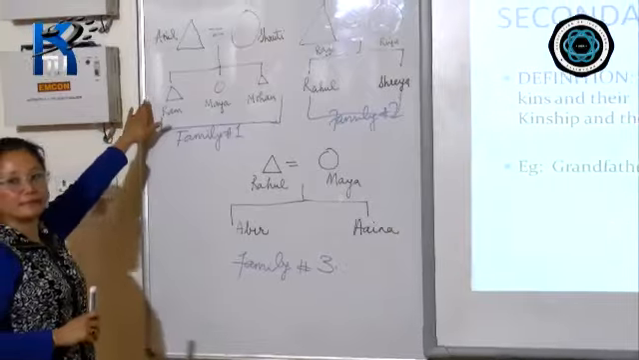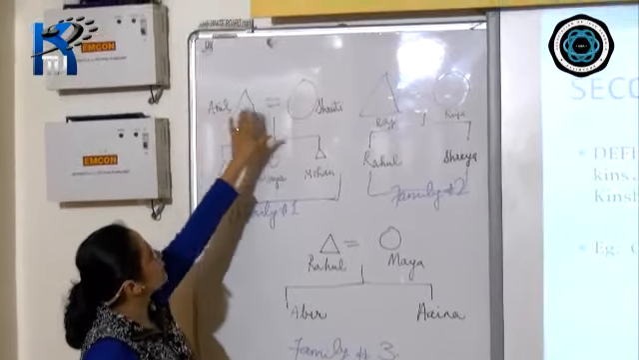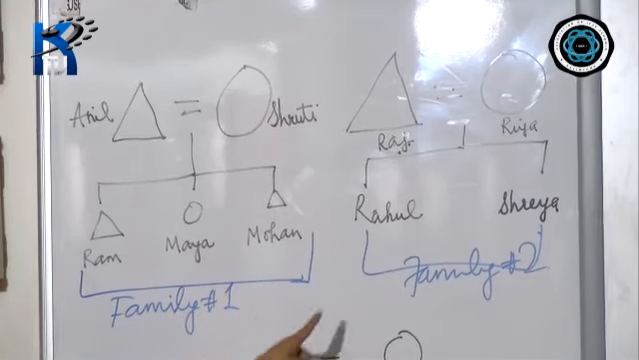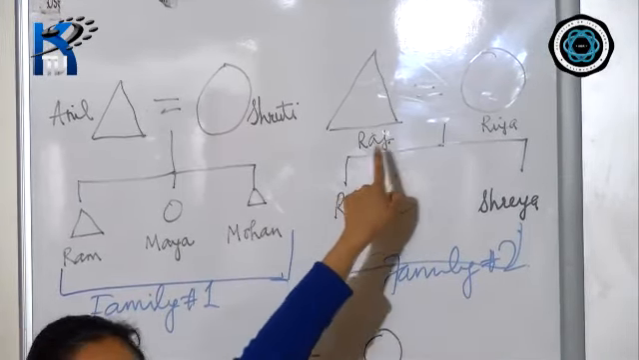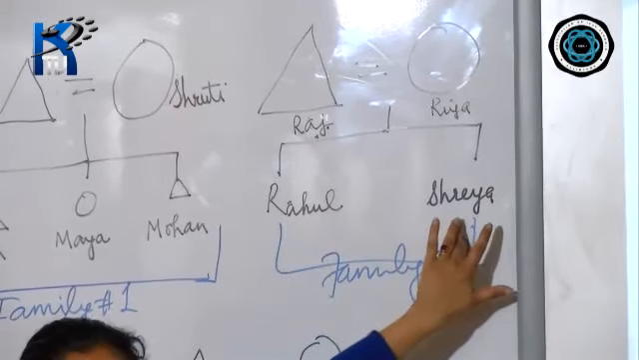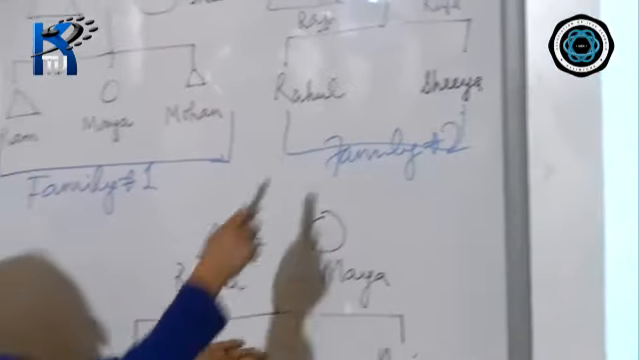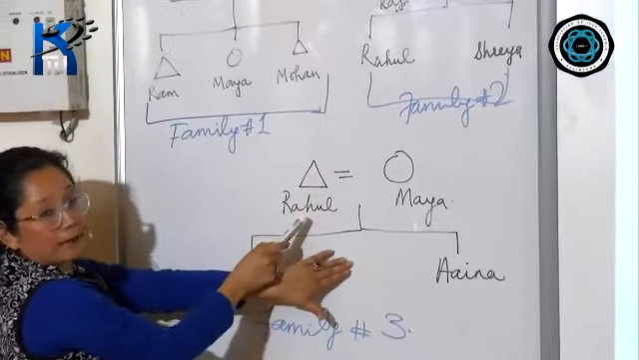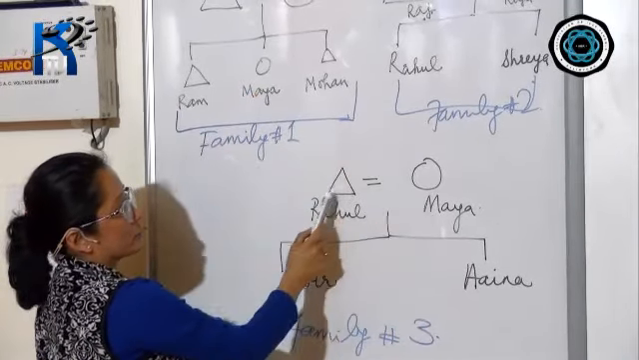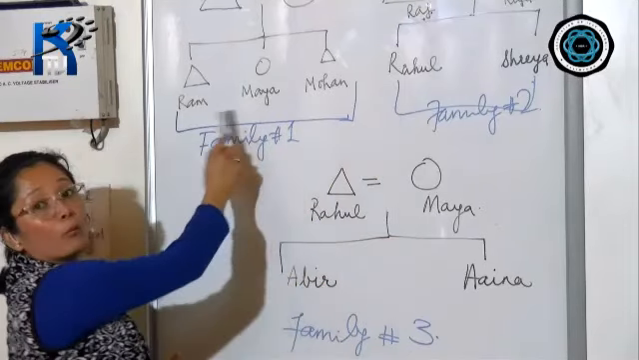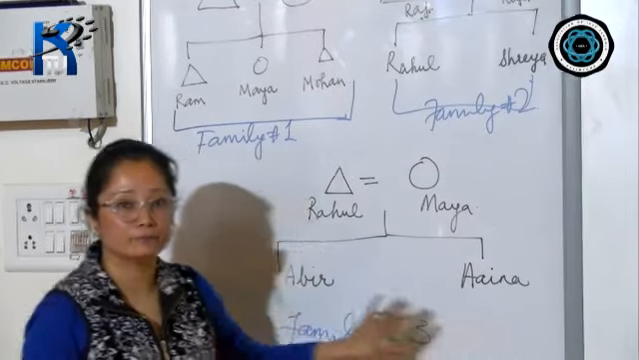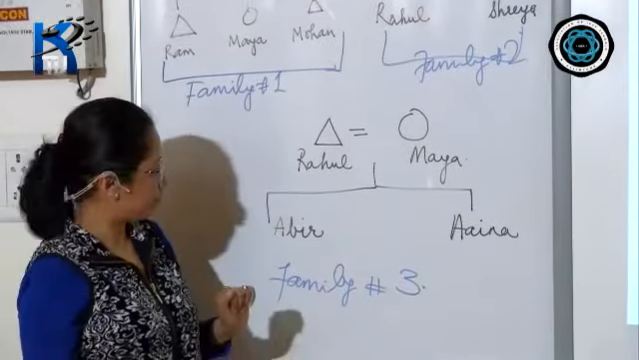In the first family, let me quickly show you here. We have Anil, who has married Shruti, and they have 3 children, Ram, Maya, and Mohan. In the second family, we have Raj, who has married Riya, and they have a son and daughter, that is Rahul and Shreya. In the third family, from family number 2, Rahul got married to Maya, who is from family number 1. This one is from 2, and this one is from 1. And they had 2 children, Abir and Aina.